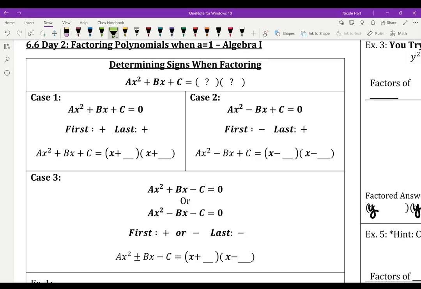One was if we had two positive signs in our trinomial. So if the last sign is a positive and the first sign is a positive or an addition symbol, then in my binomials, both of my signs are going to be addition or positive. The second case we talked about was if our last term had an addition symbol or a positive, and our first term had subtraction or a negative, both of our symbols would end up being negative.